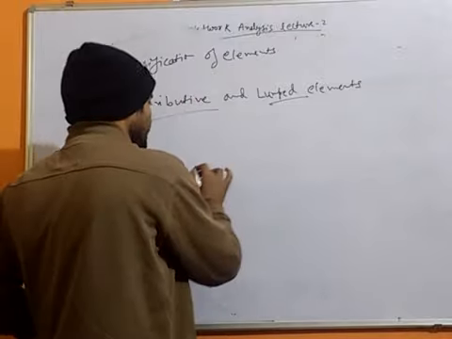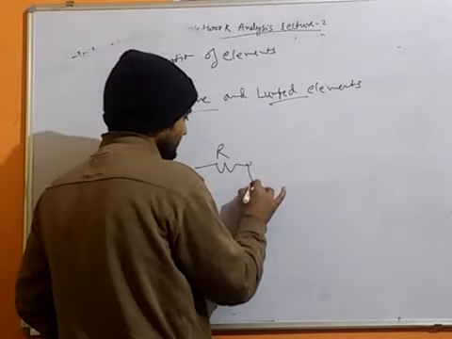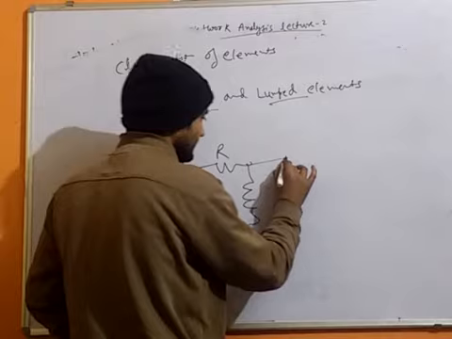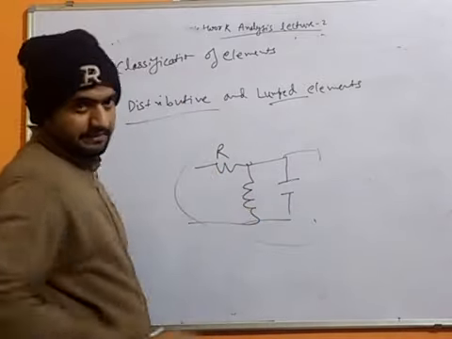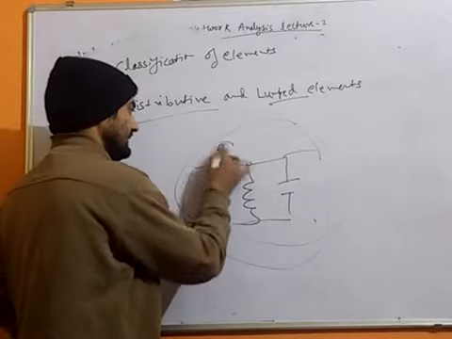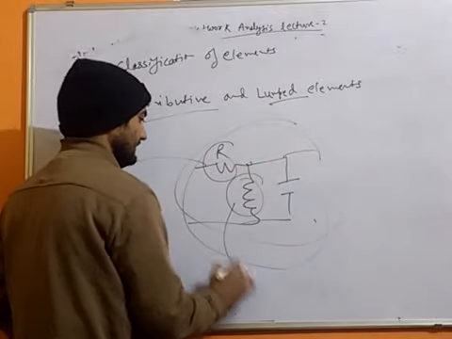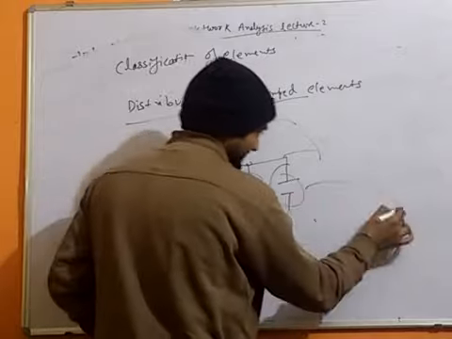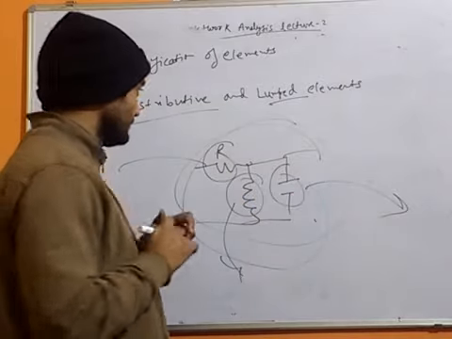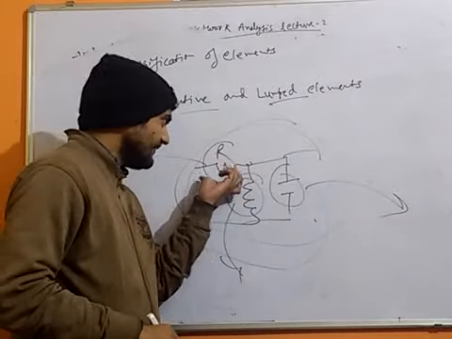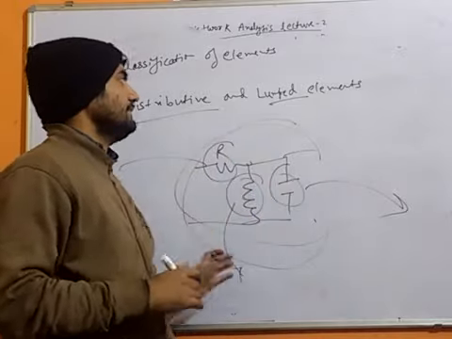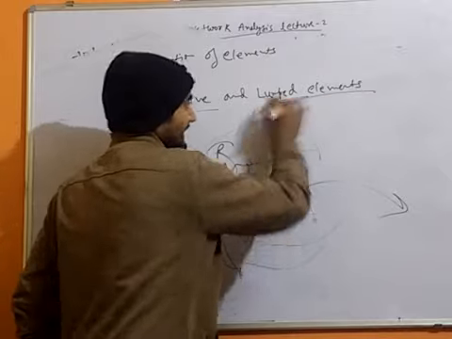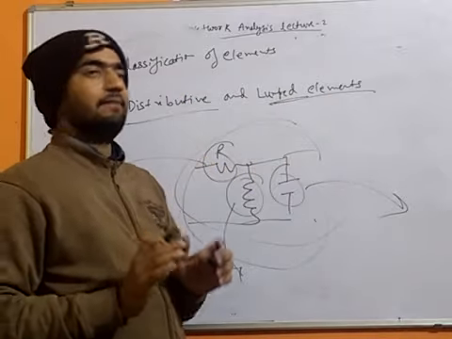For example, if we have a circuit like this, here we have resistance, here we have inductance, here we have capacitance, then for the overall circuit, resistance can be separated, inductance can be separated, capacitance can be separated. So we can see easily that R, L, C can be separated easily. Then this type of element will lie in this category, that is lumped elements.